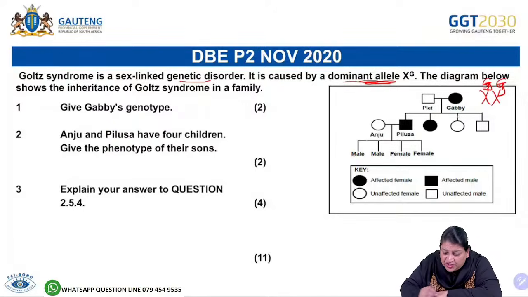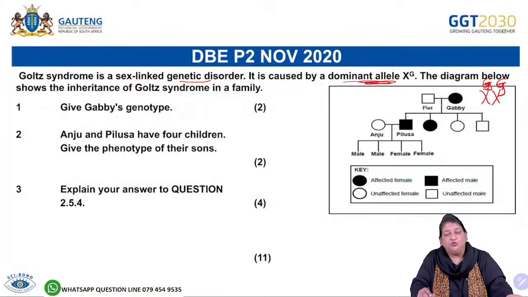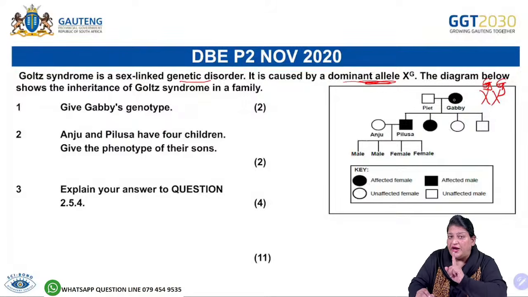But now let's look at her children. Pete and Gabby got married. Some of their children, the son and the daughter, are affected. That's shaded. Can you see? But some of them are normal. Remember, the mother is the one that donates her X chromosome to the son or the daughter. But the father only donates the Y to the son, and he can donate his X only to the daughter, remember? So she is going to be carrying the genetic disorder because it's the dominant X^G.